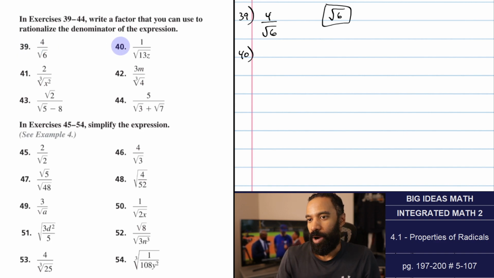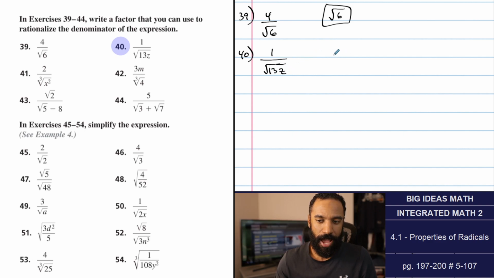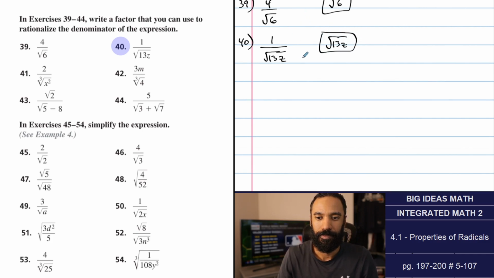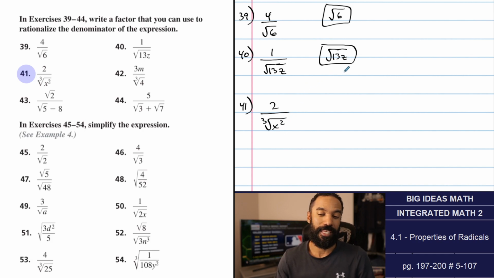Number 40, 1 over root 13z. Root 13z being irrational, we would have to multiply top and bottom by root 13z. Okay? These are kind of interesting baby step problems. It's good for me because doing 100 problems makes me feel a little nicer about this. Okay, this is one where I'm going to go more in the form of how they didn't talk about it, but they did an example this way.